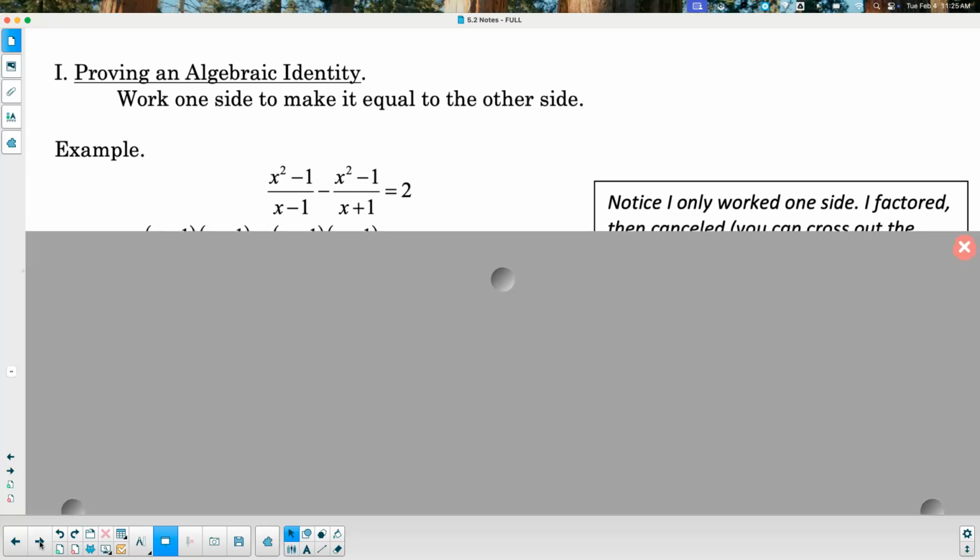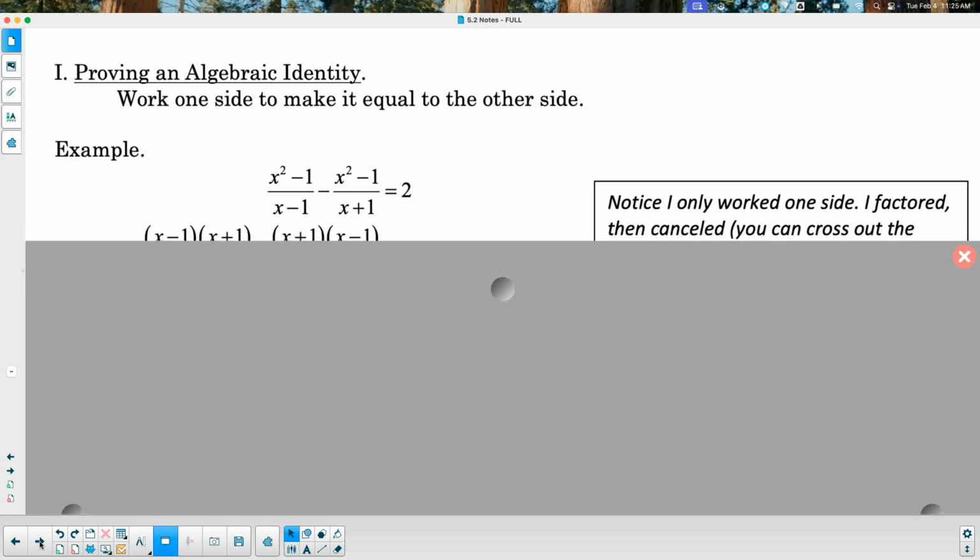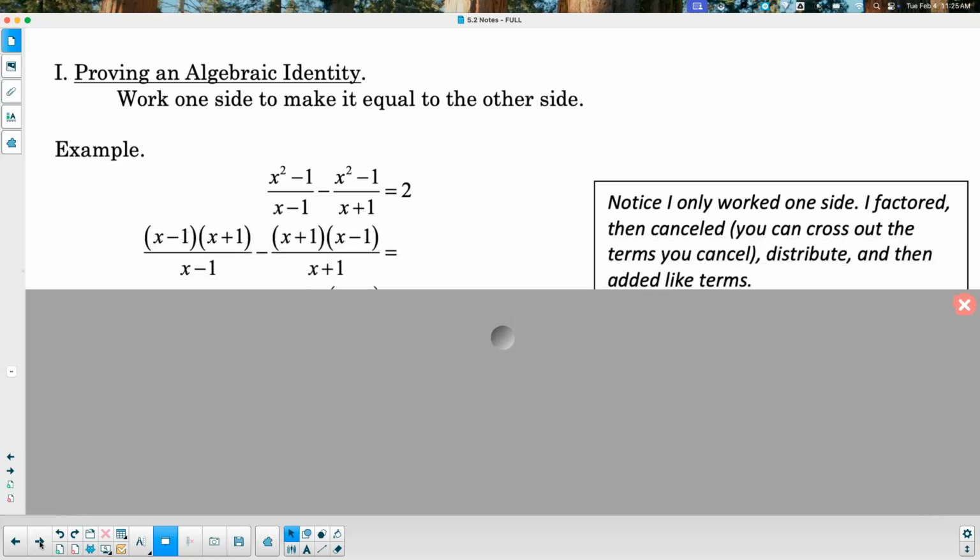First thing I would do on this left side is factor the x squared minus 1. Both of those factor to be x minus 1, x plus 1. So I can factor that left side. Notice how I'm doing nothing with the 2, because I can only be on one side. Okay? What would we do next?